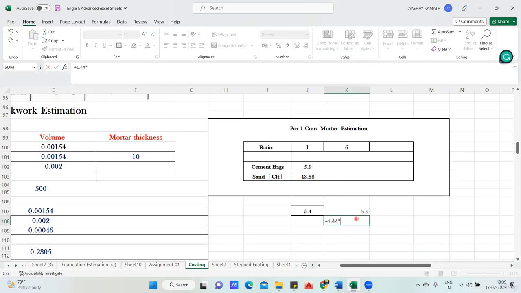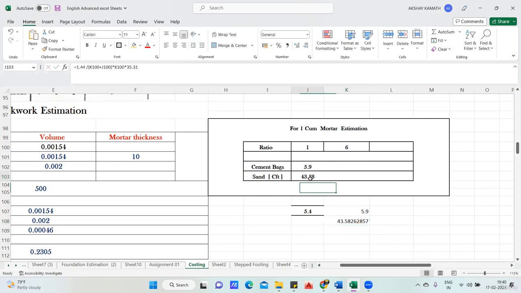1.44 multiplied by 1 for 1 cubic meter, multiplied by the sand ratio, which is 6. Then you divide this by the total ratio. Total ratio is 1 plus 6. Close the bracket. Now you multiply this by 35.31 because I want it in CFT, which is 43.58. You can see the same answer I have got here.